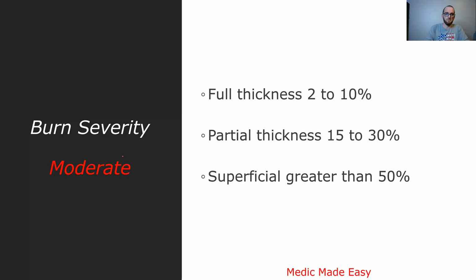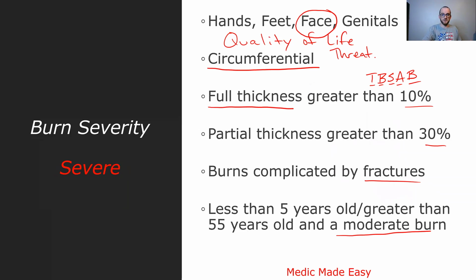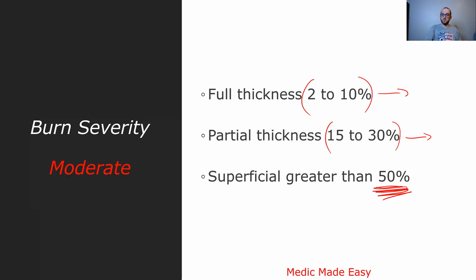All right. So moderate burns, right? Not as long of a list, which is nice, right? A little bit less severe than our severe burns, right? So a severe burn was greater than 10% full thickness. So a moderate burn is 2 to 10% of that full thickness. Okay? A severe burn was greater than 30% partial thickness. So we've got less than 30, 15 to 30, considered a moderate burn. Or a superficial burn greater than half of their overall body is considered moderate. You see, severe, right? There was no superficial burn that could push you into severe. A superficial burn wasn't on the list for severe. It did make the list for moderate. So superficial greater than 50% of their whole body, half their whole body is superficial burn.